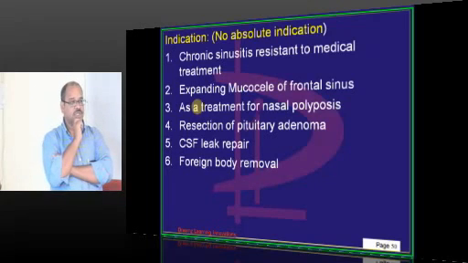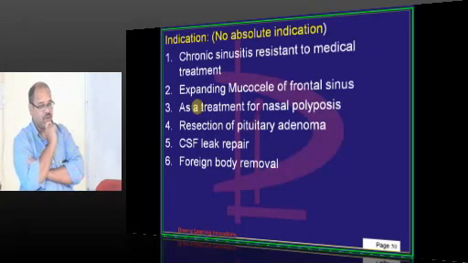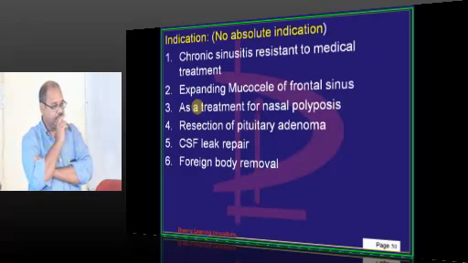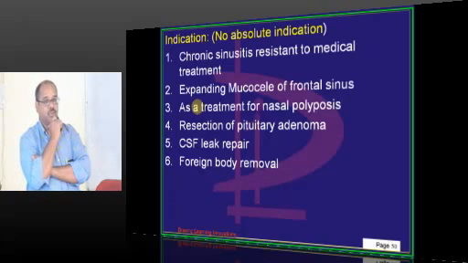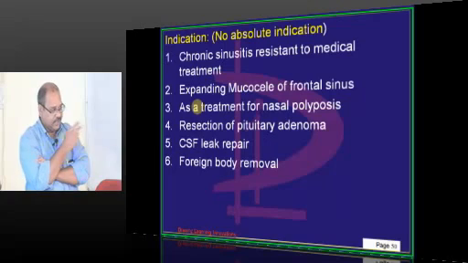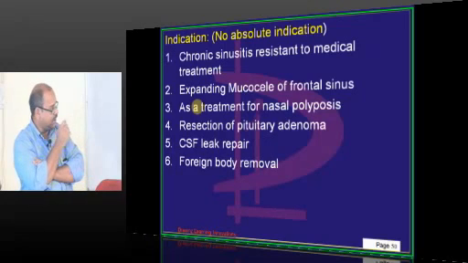It can be performed through the sphenoid sinus, where the basisphenoid is identified and a cruciate incision is made after removing the posterior sphenoid wall, and then the pituitary adenoma can be taken out, scooped out.